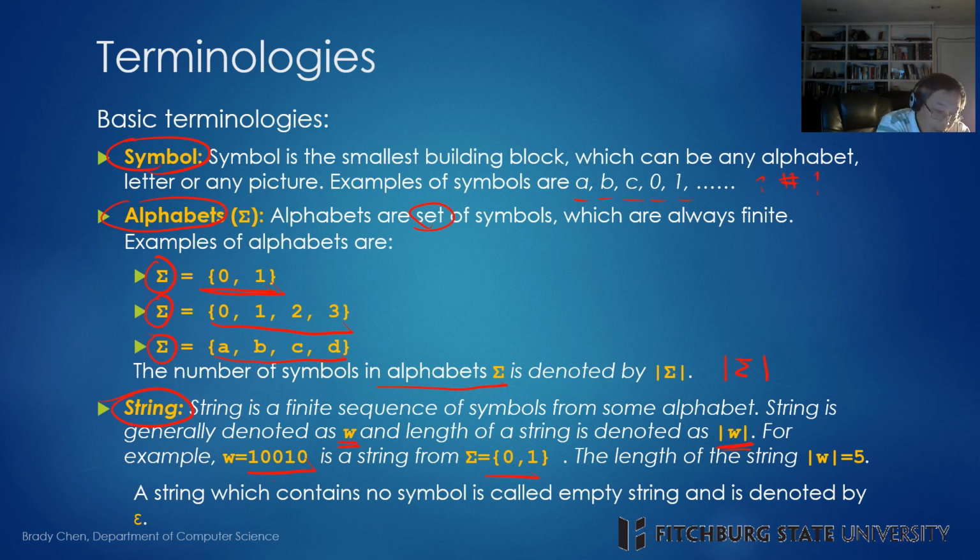So what is the length of this string W? 1, 2, 3, 4, 5. It contains 5 symbols, so the length of the string is 5. A string which contains no symbol is called the empty string, and typically we use epsilon to represent the empty string.